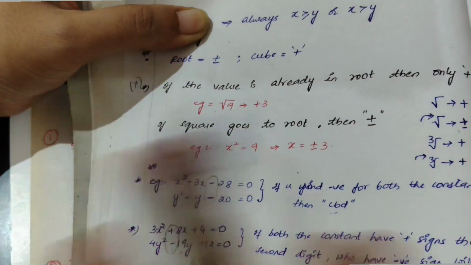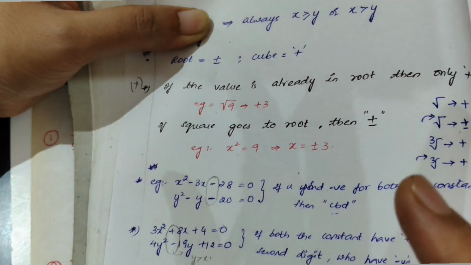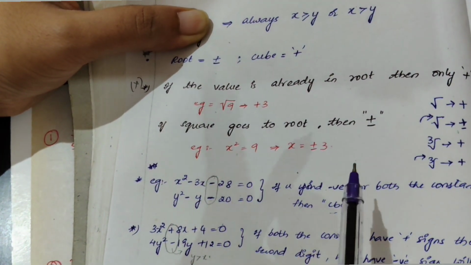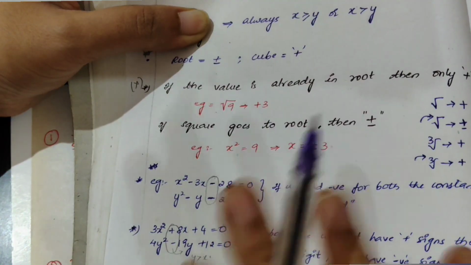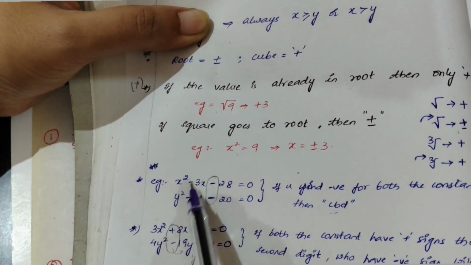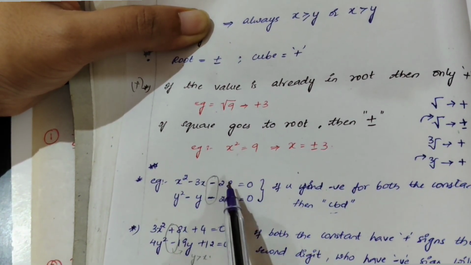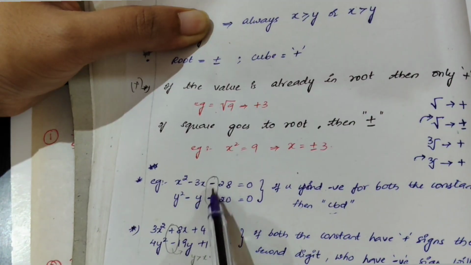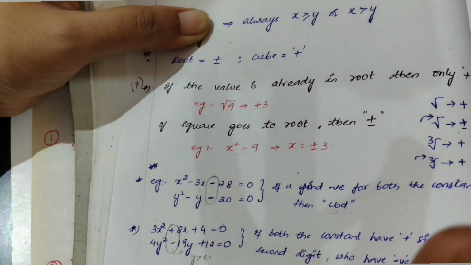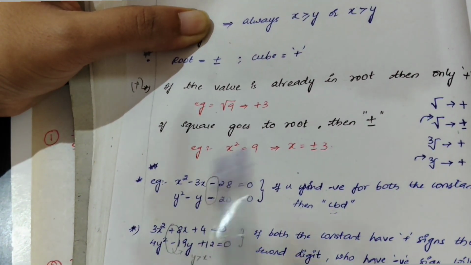There is nothing like greater or less or equal; 100% it will be cannot be determined if both constants are negative, irrespective of these two signs. Only see the constant values; if both are negative, keep the answer as cannot be determined. Don't mind these two signs.